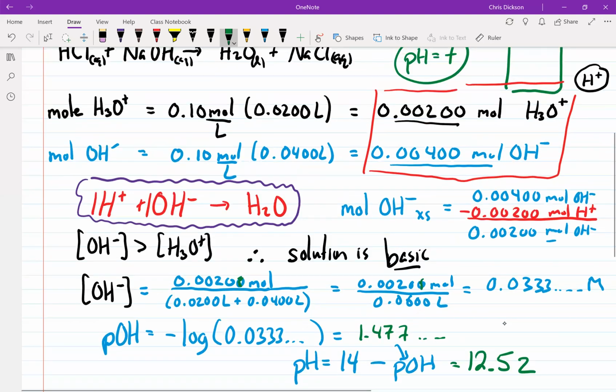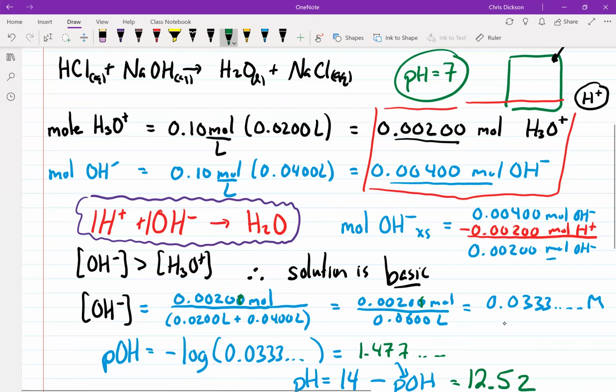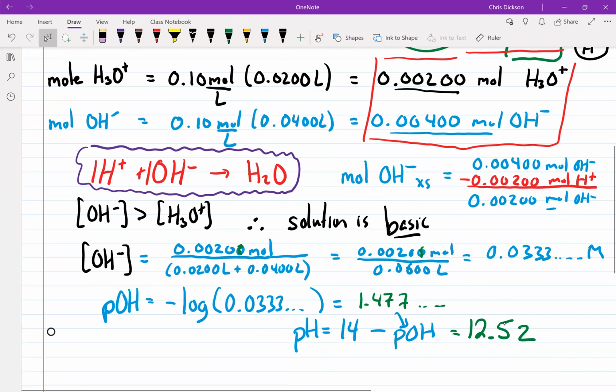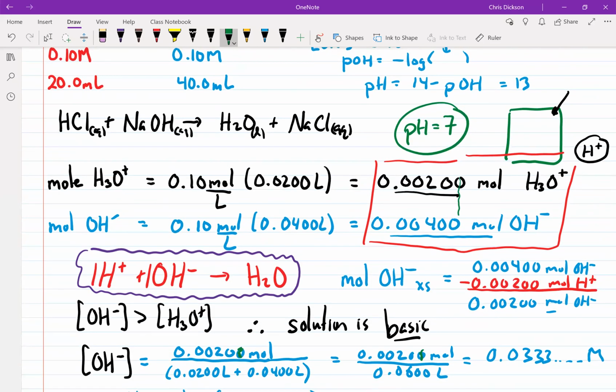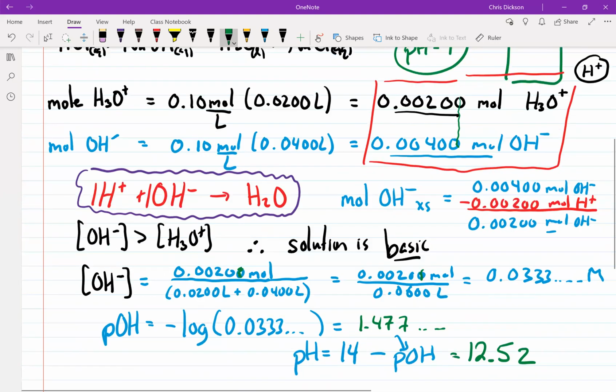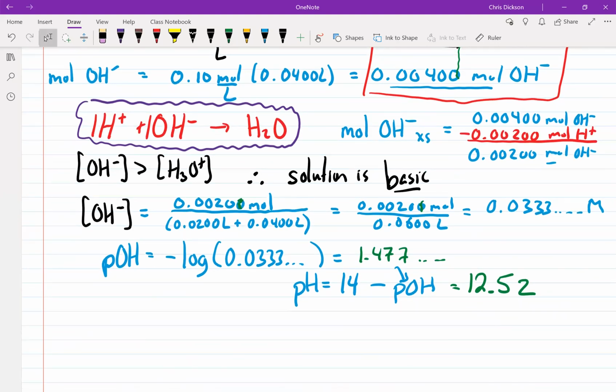Because our concentrations are 2 sig figs here. So I think I should not have had so many zeros here. I wasn't too worried about that because that's not our final number. But anyway, it's 12.52. So how does that compare to what you thought?